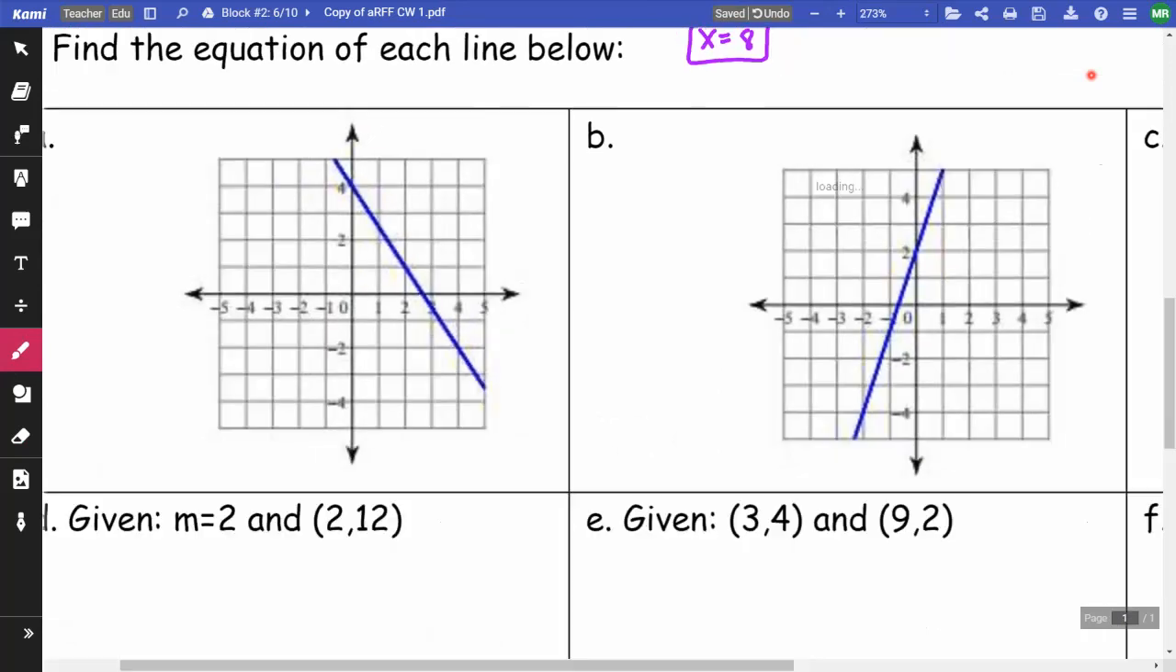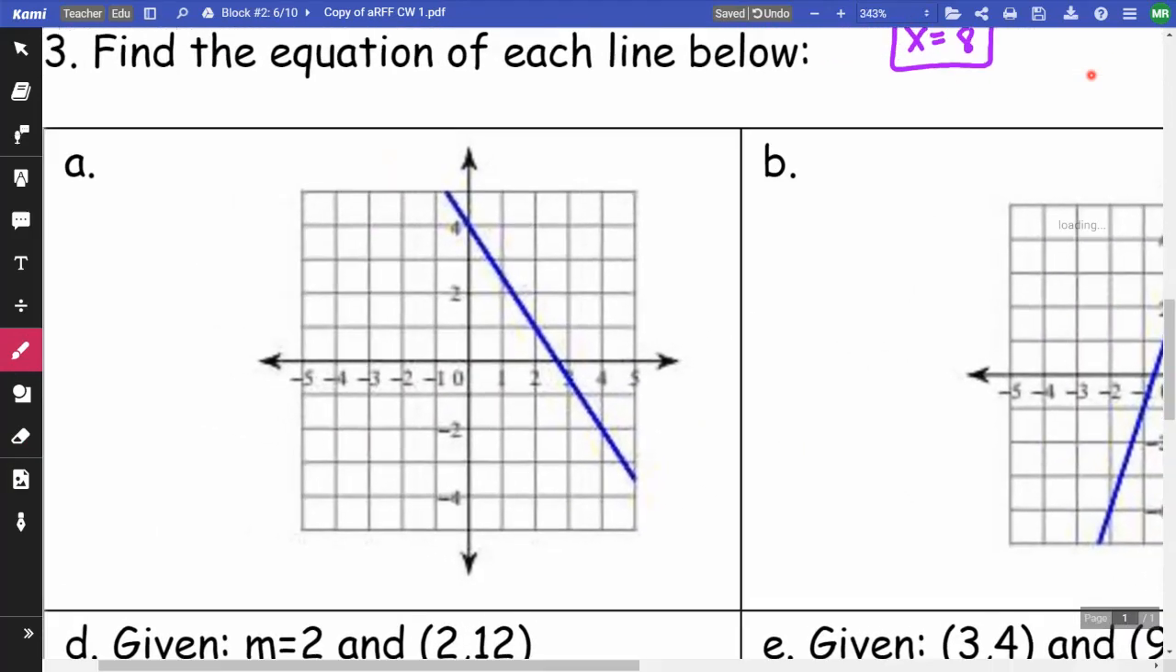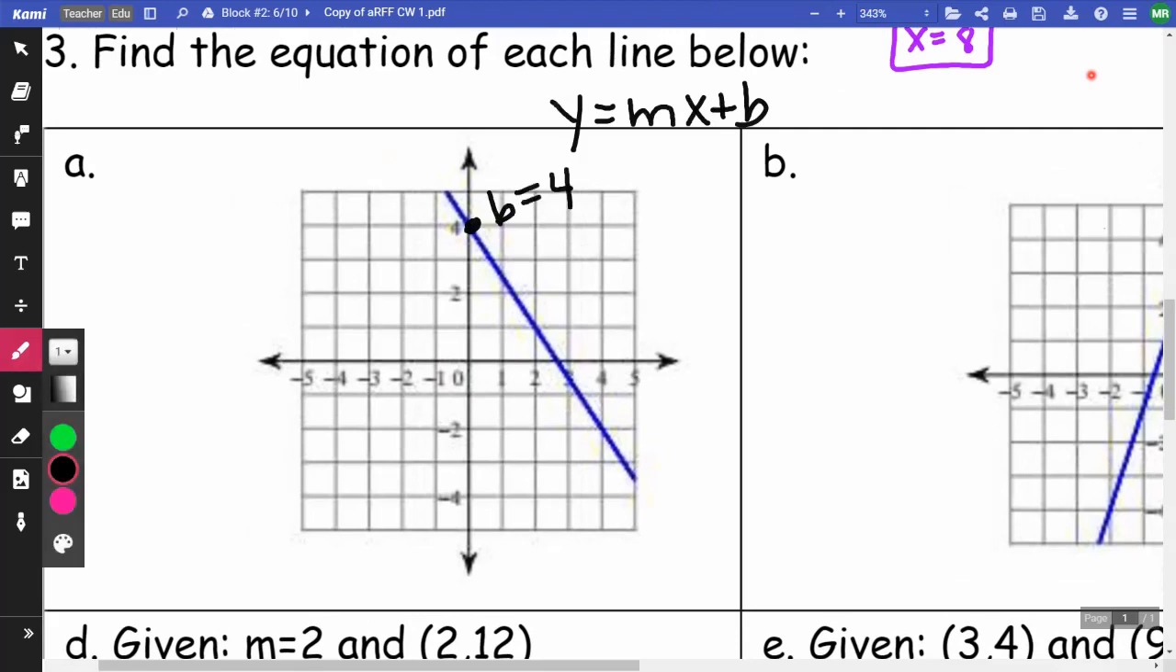Okay, so now this next section, they want us to find the equation of the line. Okay, so let's see, on this one, y equals mx plus b. So here, my y-intercept is 4, so that means my b is 4. And then I am going down, let's see, another nice point looks to be here. So I'm going down 1, 2, 3 over 2. So I'm going down 3, so I'll put negative over 2.